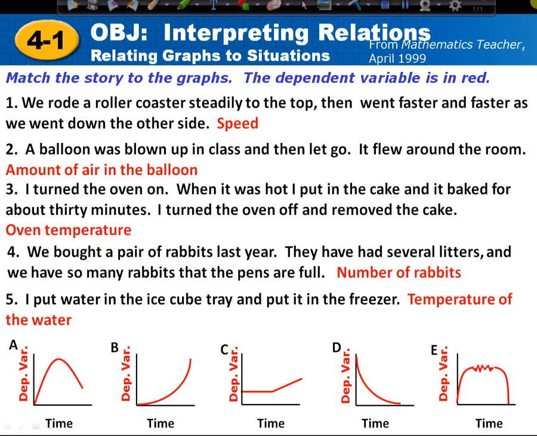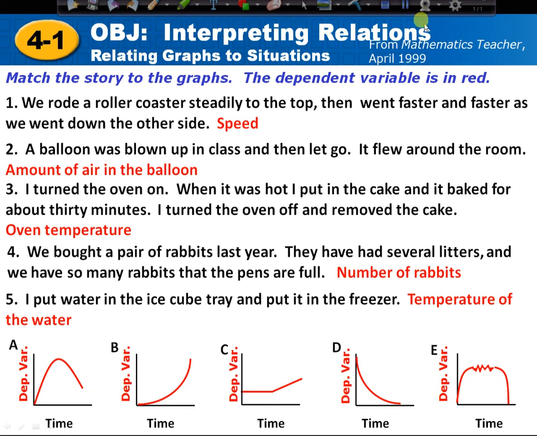I'm going to read each of the 5, and you're going to pick whether you think it's graph A, B, C, D, or E. Number 1 says, we rode a roller coaster steadily to the top. Then we went faster and faster as we went down the other side. Take a minute again, see if you think it's A, B, C, D, or E.